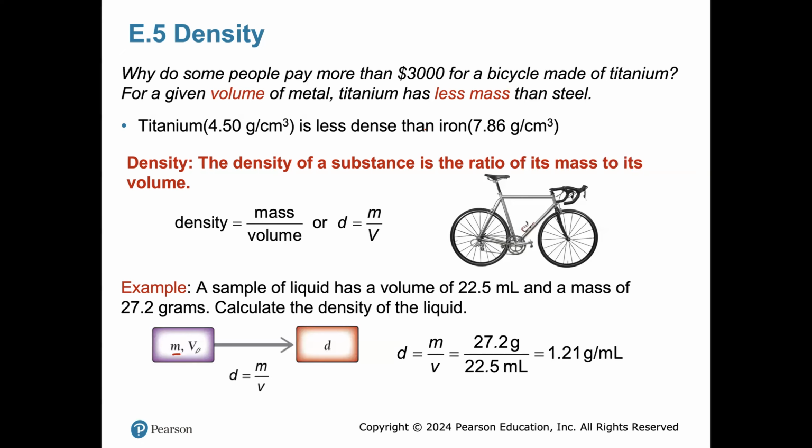Based on the mass and volume, we can calculate density. So a drawing diagram like this helps you make the connection, identify what equation, what formula you can use. So density is equal to mass divided by volume, which gives you the density of the liquid as 1.21 grams per milliliter.